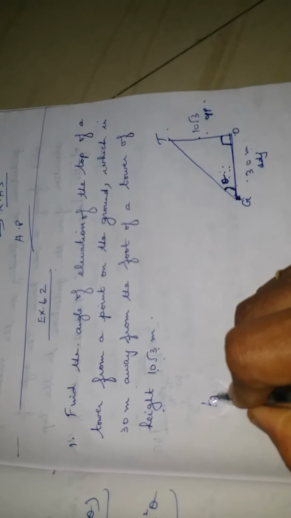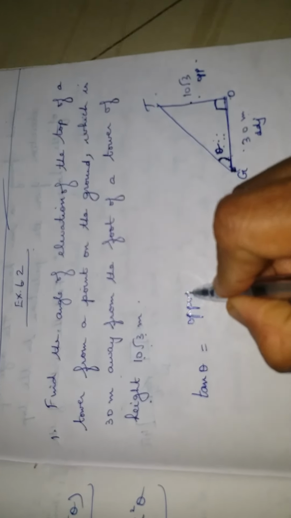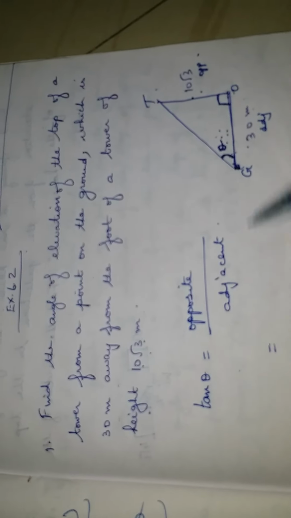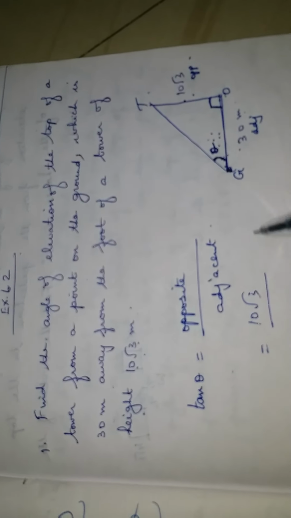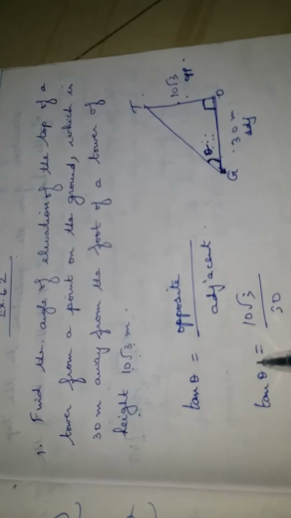You are going to find the angle, and since opposite and adjacent are given, the ratio you can use is tan theta. You know tan theta is equal to opposite by adjacent. So you are going to use the formula of tan theta. The opposite value is 10 root 3, and adjacent is 30. You are supposed to find theta.